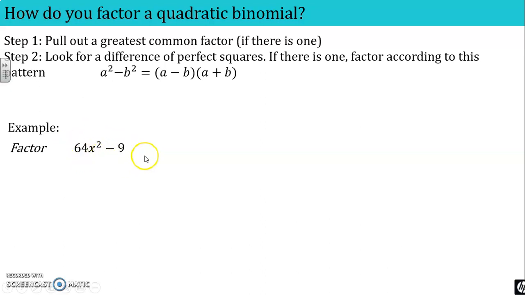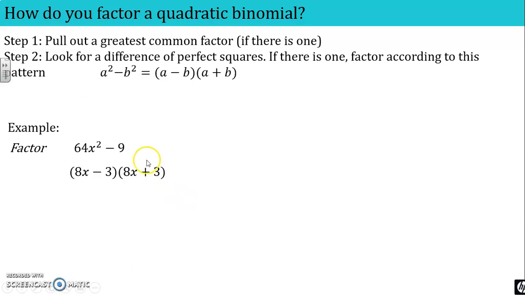So as soon as you see 64 and 9, you know that they're perfect squares. And once again, they are a difference of perfect squares because of the subtraction. So we're using the same pattern that we just used in the last problem, this pattern up here. It's the square root of the first term, so the square root of 64x squared is 8x, minus the square root of the second term, the square root of 9 is 3. And then in the second set of parentheses, the exact same thing, but with addition instead of subtraction.